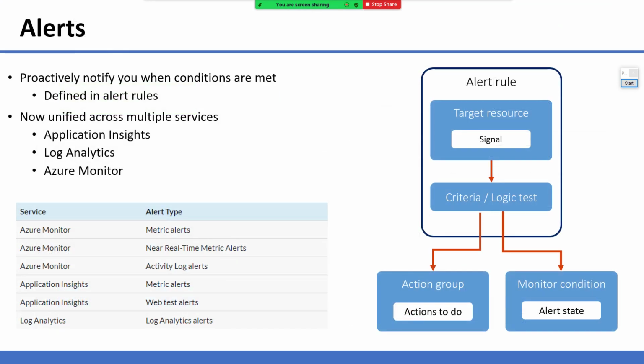Now alerts. As I said, alerts will help you to proactively take actions. There will be some signals like data in, query is not giving result, there are exceptions in the last 5 minutes. Then you have to define the logic, and you have to define an action group and a monitor condition.